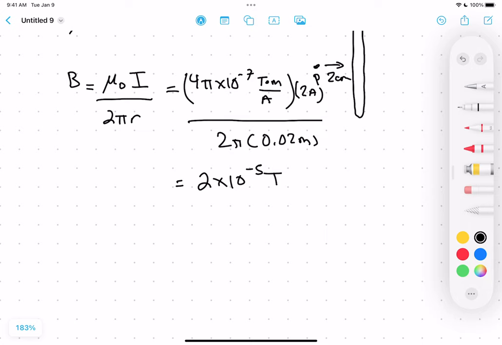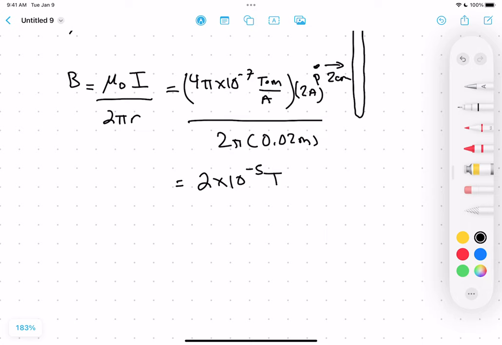Now they also want us to figure out the direction. For our direction, we have the right-hand rule. The one we used in the previous problem was technically the second right-hand rule. This is the first right-hand rule, for current carrying wires: we have our thumb pointing in the direction of the current, and then we wrap our fingers around, and that's the direction of the magnetic field. So thumb pointing downwards, and then we wrap it around.